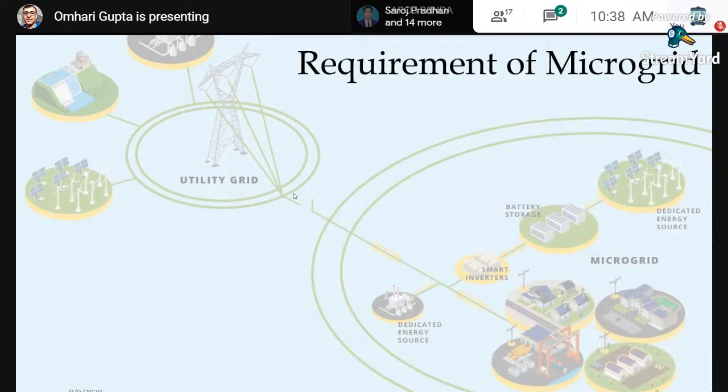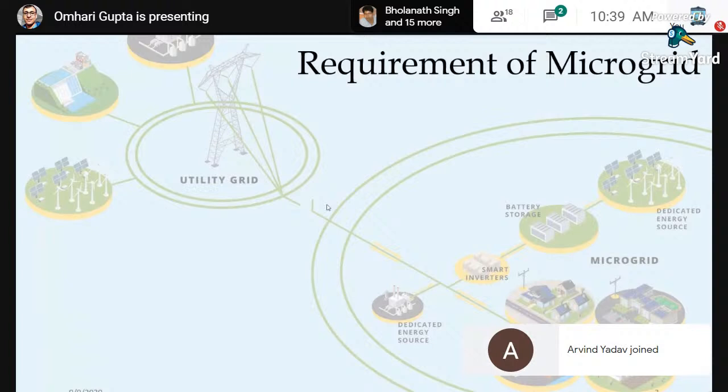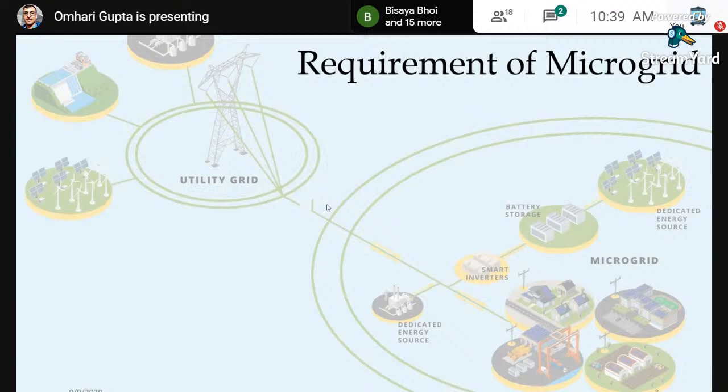Okay, there you can see there is a switch in between the utility grid and the microgrid. Whenever this switch is open, we can say that the microgrid is islanded. Whenever this switch is closed, we can say we are operating in grid connected mode. Okay. Whenever this switch is closed, that means the voltage and frequency of this entire distribution system are to be taken care of by the utility grid.